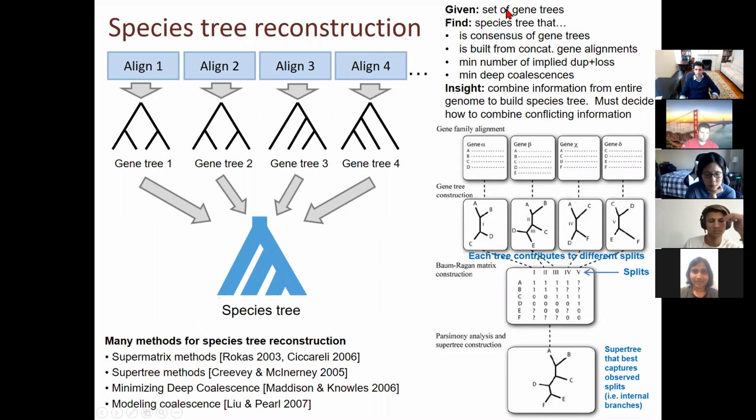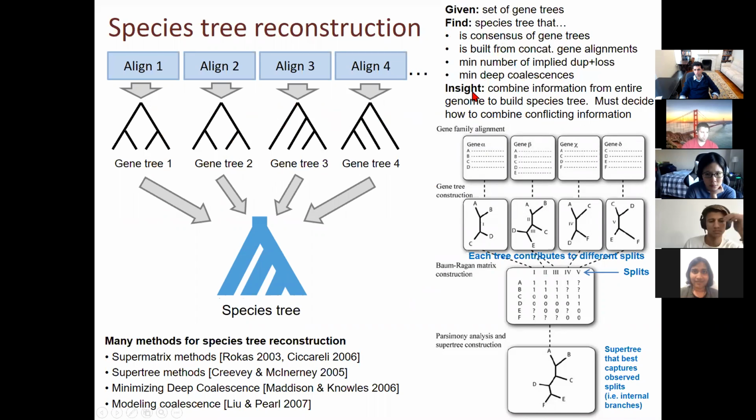So the goal is, given a set of gene trees, find a species tree that either is a consensus of the gene trees, or is built from concatenating all of the gene alignments, or has the minimum number of implied duplications and losses onto the gene trees, or the minimum number of deep coalescences, etc.